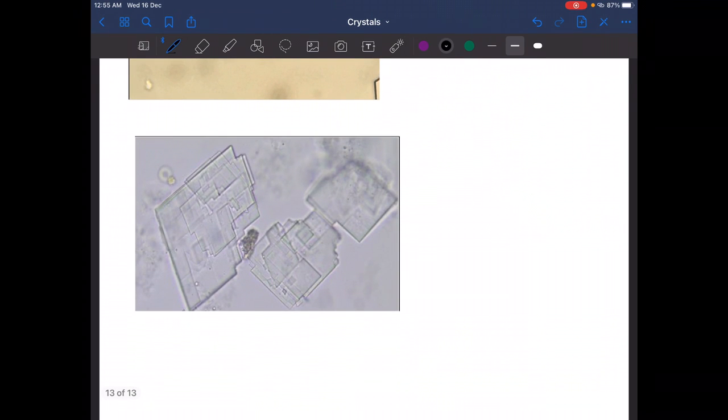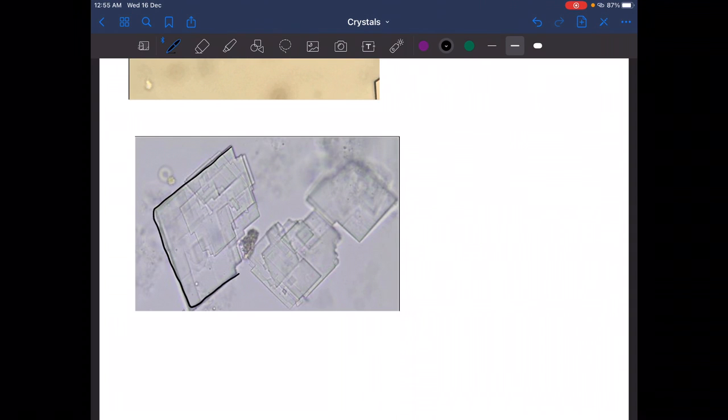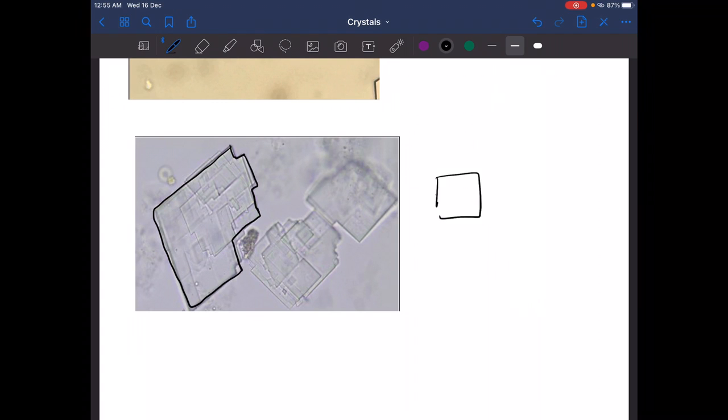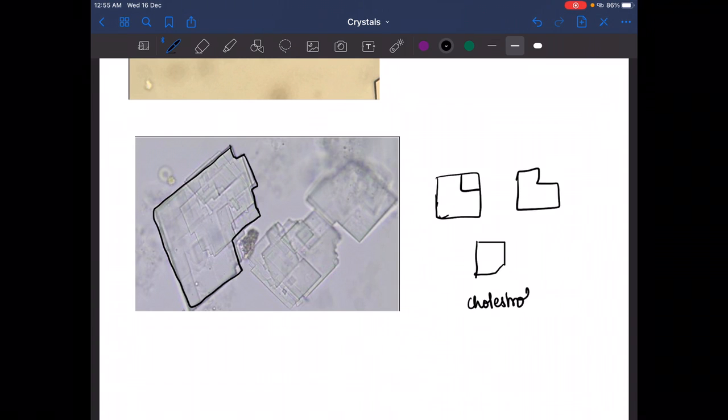Here this photo is quite interesting because we can easily identify it. How? You can see that this is one big part, and here some part is missing in it. Here also some part is missing. Here also some part is missing. So if you see any one part out of which one part is missing, something like this, these are cholesterol crystals.